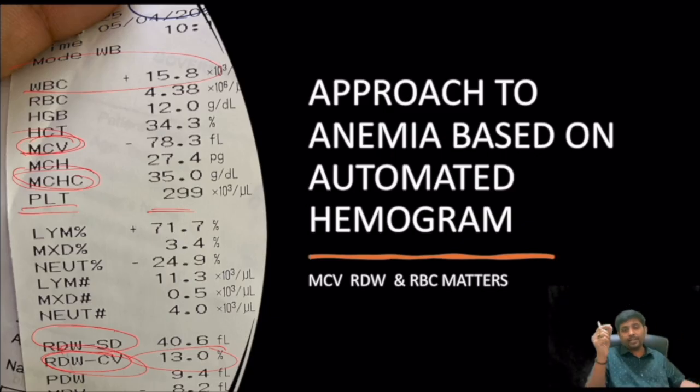So when I see a case of anemia, step 1, I will see whether other cell lines are affected. Step 2, I will see MCV. Step 3, I will see RBC number. Step 4, I will see RDW. Pass. I will get the diagnosis. You will get the diagnosis at the end of this discussion.